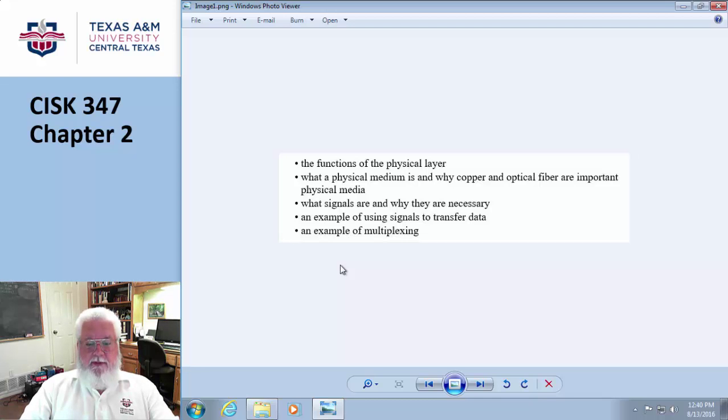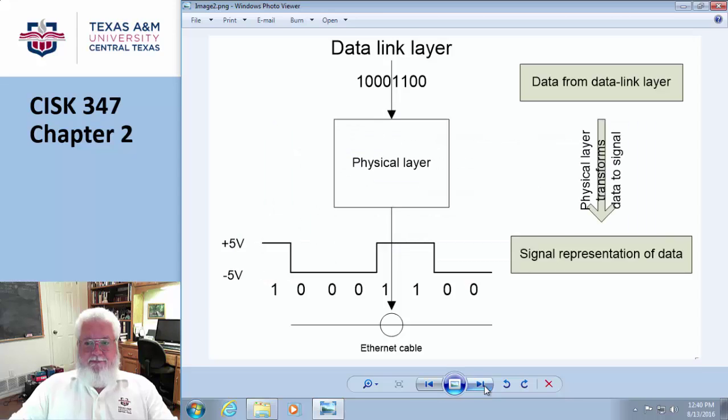Okay, so let's start from the beginning. The functions of Layer 1. It's to provide the signaling, which is kind of a roundabout circular argument, but bear with me, it'll make some sense. Signaling provides transparent transmission of a stream of data over a circuit. Okay, that's a little heavy-handed. Some sort of a circuit built from some physical communication medium. Basically what it means is it converts data into signals. That's the bottom line.